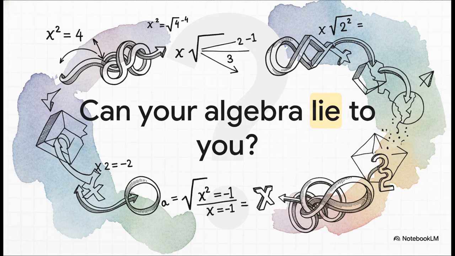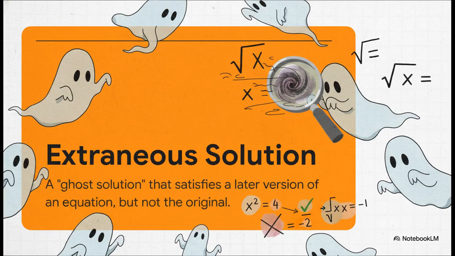I mean, we trust algebra, we follow the steps, and we expect them to lead us to the right answer. But what if I told you that sometimes the process itself can spit out an answer that looks perfectly logical, but is actually completely wrong? So, meet our culprit, the extraneous solution. The best way to think of it is as a ghost solution. It's an answer that pops up while you're doing your work, it seems totally legit, but when you go back to the beginning, it just doesn't fit. It's an imposter. And our job today is to learn how to spot these ghosts and, well, kick them out.